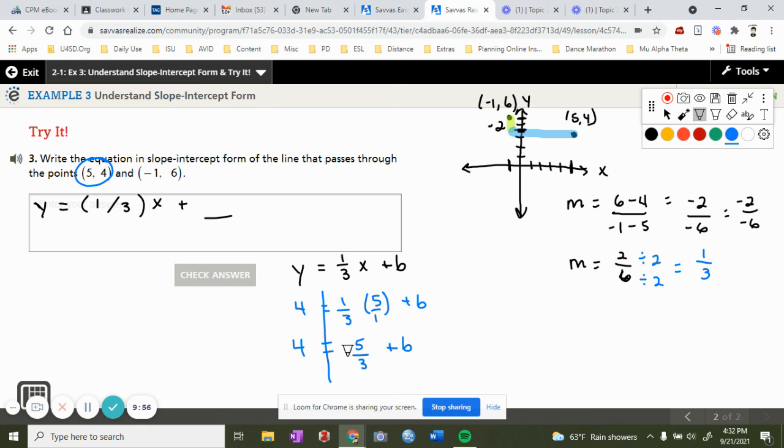plus b. I would recommend changing that to a decimal and getting an approximation. All right, but use those equation solving skills to finish this up.